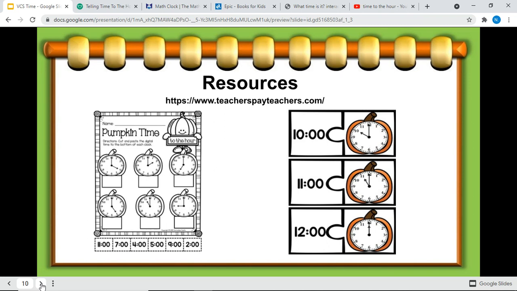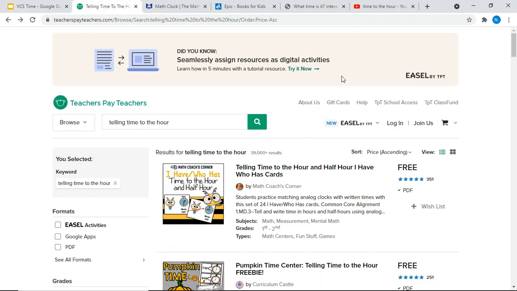Some resources to support can be found on Teachers Pay Teachers. So here, students are given the time and they would have to cut and paste the correct time, or you could laminate it and create a Velcro activity or file folder game. In addition, there are puzzles to be found on Teachers Pay Teachers where they're given the digital time and they have to match the puzzle piece with the analog time. So let's take a look at Teachers Pay Teachers.